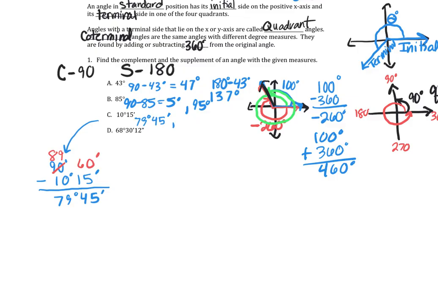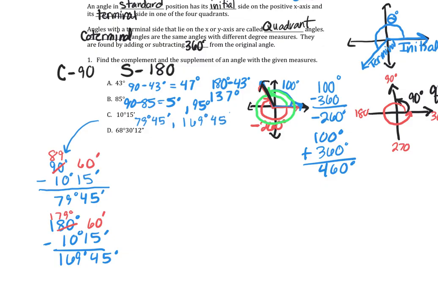Let me show you how to do that from 180. So we got 180 degrees. We're going to subtract 10 degrees and 15 minutes. So let's borrow. So now we have 179 degrees and then 60 minutes. So again, we're borrowing a full degree from the 180 and it gives us 60 minutes. You can subtract, we get 45 minutes, and 179 minus 10 would be 169 degrees. There's my complement, and then again my supplement.